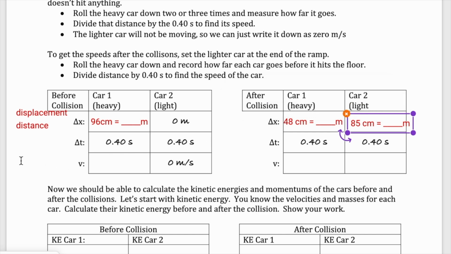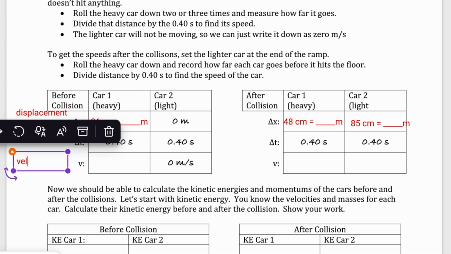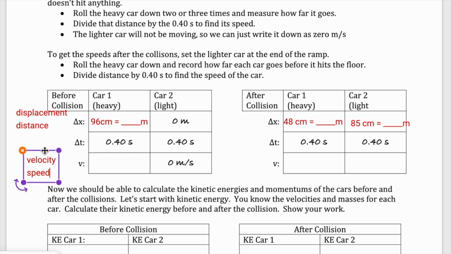Speaking of that, V stands for, as you remember, velocity. But for the purposes of this lab, speed is also a good way of thinking of it. So our V here is our velocity or our speed. And you're going to find that by dividing by 0.40 seconds, the time that it took to fall off the table. It only takes 0.40 seconds for it to fall from the ramp to the floor. And so that's what you're going to divide by when you're converting your distance to your speed.